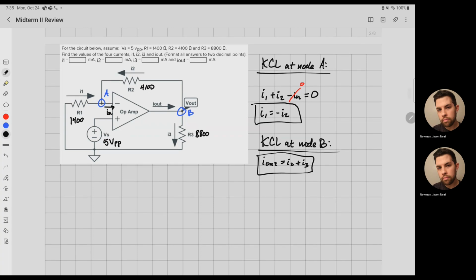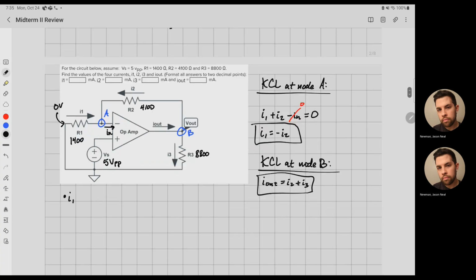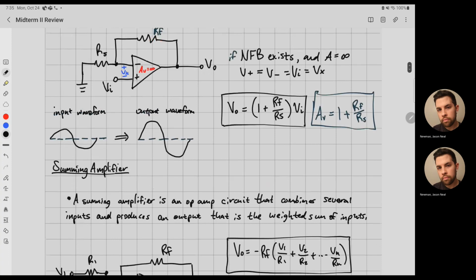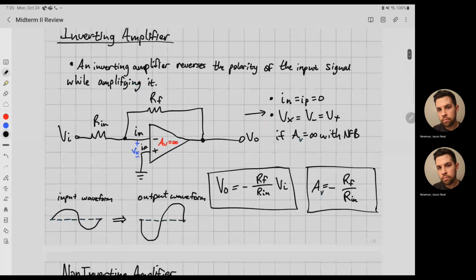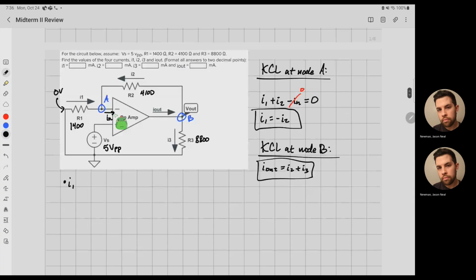So let's look at Ohm's law now. What is I1 equal to? Here's I1. This is ground, so this is 0 volts on this side. And this side right here, well, we don't know this voltage. But if we go back to our rules for ideal op amps, as long as there is negative feedback, which there is right here, we can say that the voltage here is equivalent to the voltage here. I'm going to draw a highlighter just to really hammer this home. So this whole voltage comes up here, goes through here.